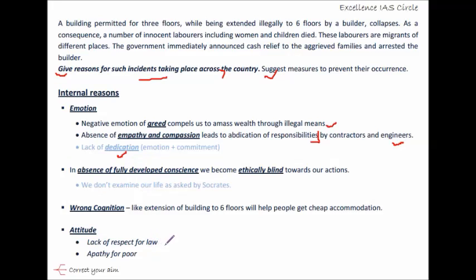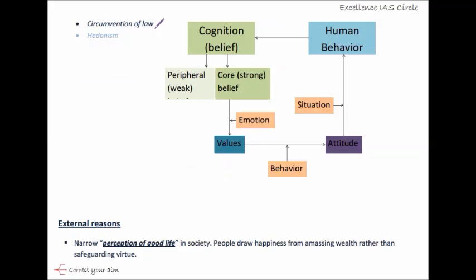Then you will come down to attitude. You'll say that people, builders, engineers, and other stakeholders might be having disrespect towards law. They might not be having any respect for the law of the land, the building codes, etc. Or they might be having apathy for the poor. They don't understand. They might also be hedonistic if you want to add this. That will explain the internal reasons. In short, you can write like this. That will help you write the answer within the word limit.